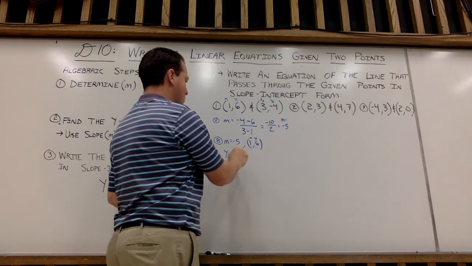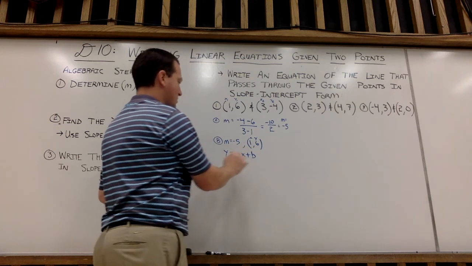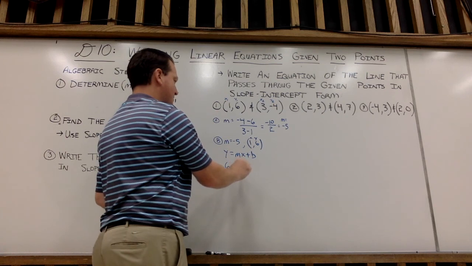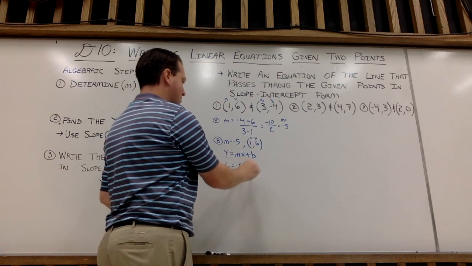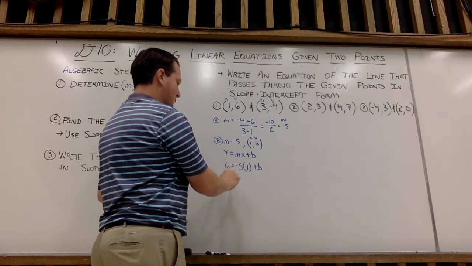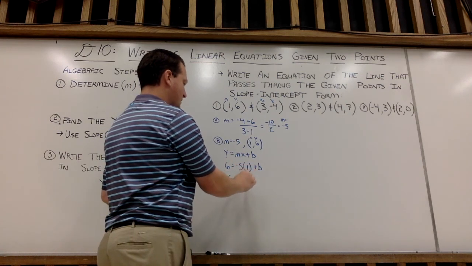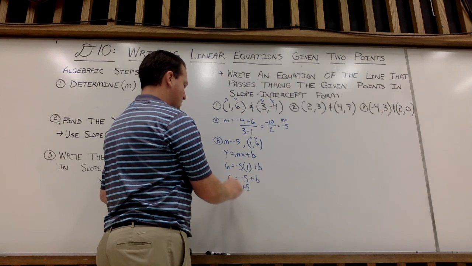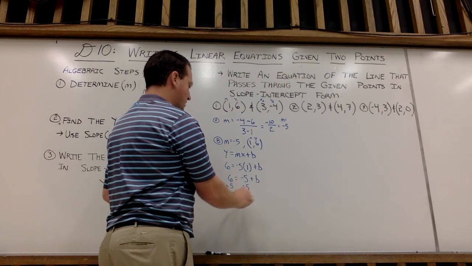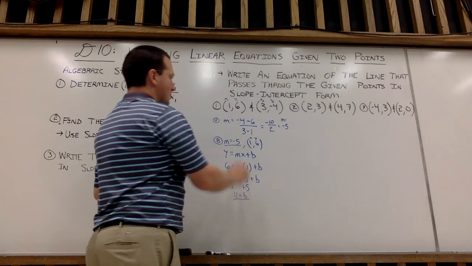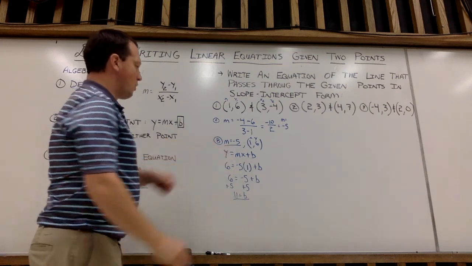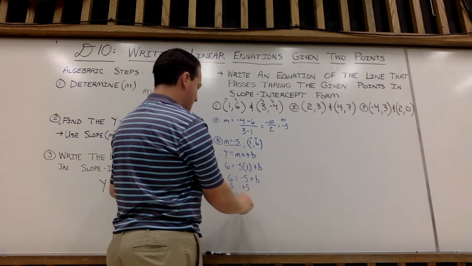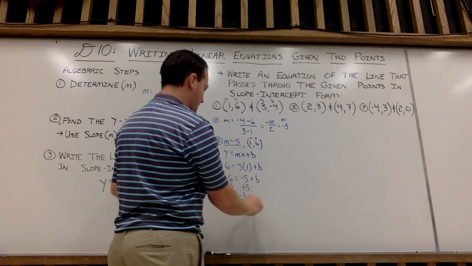So in y equals mx plus b, y is 6, m is negative 5, x is 1, plus b. So we have 6 equals negative 5 plus b. Add 5 to both sides. 5 plus 6, 11 is the y-intercept. So my final equation then is y equals m, negative 5x, plus b, 11.